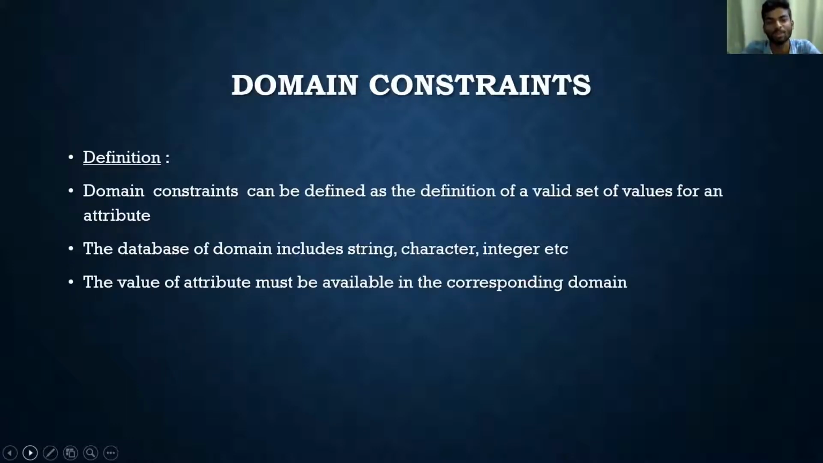Okay, first, domain constraints. Domain constraint definition. Domain constraints can be defined as the definition of a valid set of values for an attribute. The domain of a database includes strings, characters, integers, etc. The values of the attribute must be available in the corresponding domains. Now we can see an example for better understanding.